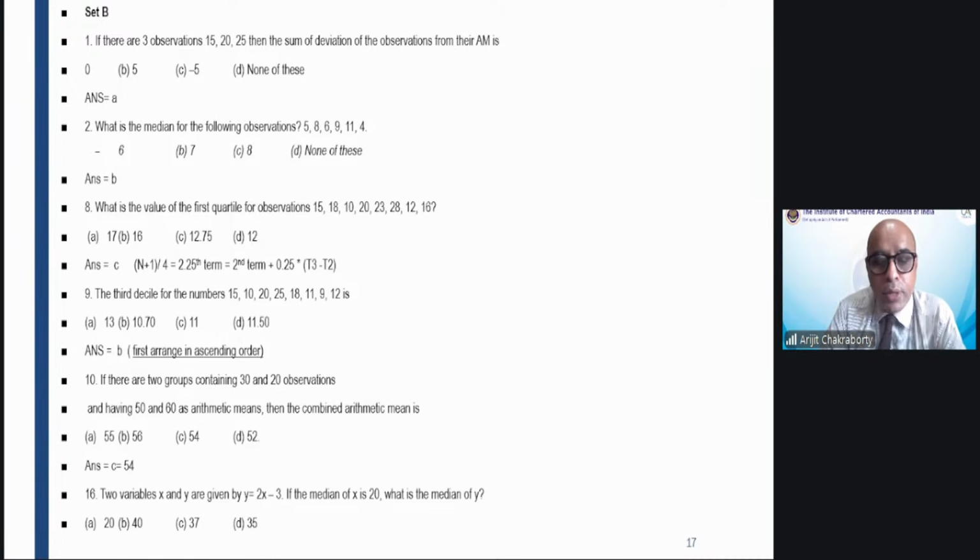If the median of x is 20, then the median of y will be equal to 2 into the median of x minus 3. That means we are including the impact of both the shift in the origin as well as the shift in the scale. Consequently, y equals 2 into 20 minus 3. Now 2 into 20 is 40, so 40 minus 3 comes to 37. So this is question number 16.